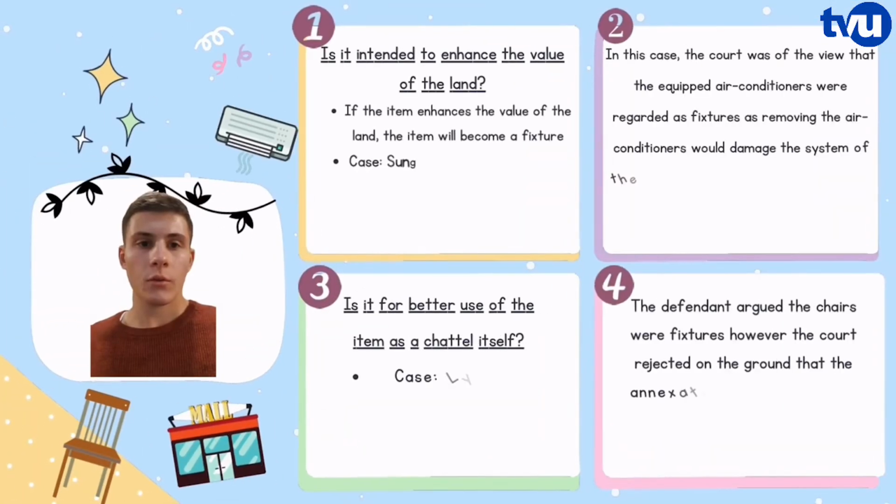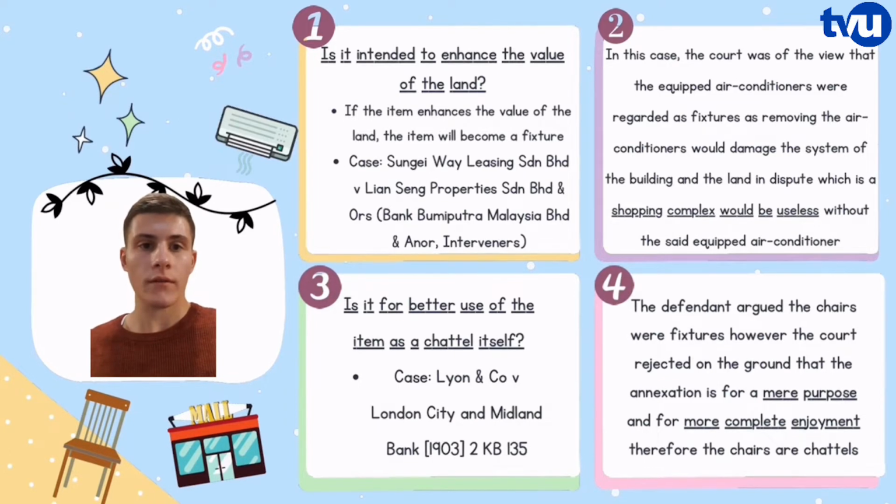So in order to find out whether an item is considered a chattel or a fixture, we need to ask whether it is intended to enhance the value of the land. If the item enhances the value of the land, then it is considered a fixture. So we can refer to the case whose name is depicted on the slide. In this case the court was of the view that the installed air conditioners are fixtures because their removal would cause great damage to the company, which was a shopping complex that would be useless without these operating air conditioners.